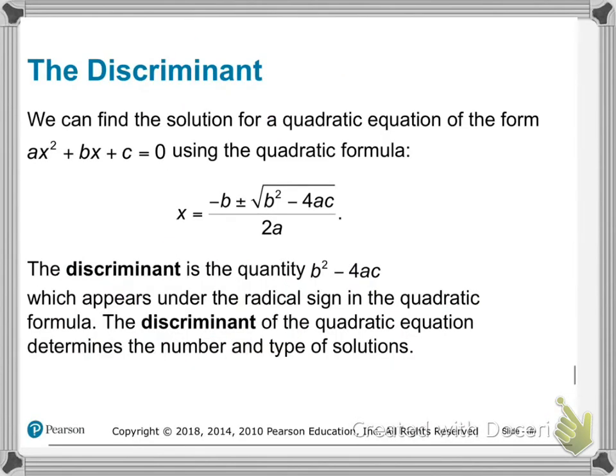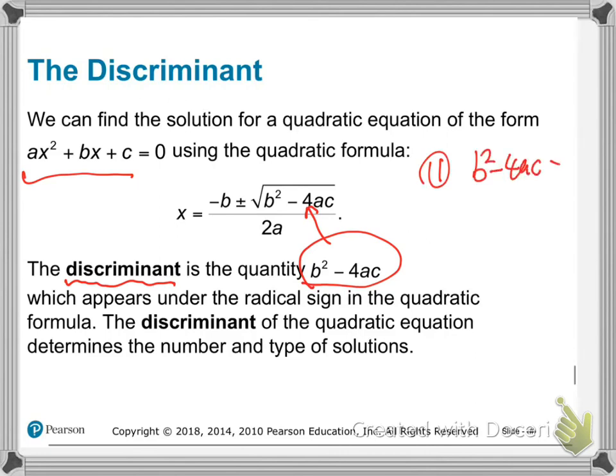b squared minus 4ac. So this part under the radical sign is called the discriminant of the quadratic formula. The discriminant tells us how many solutions this quadratic equation will have. Case 1: if this b squared minus 4ac is bigger than 0, then we get two solutions, x1 and x2, two different solutions.